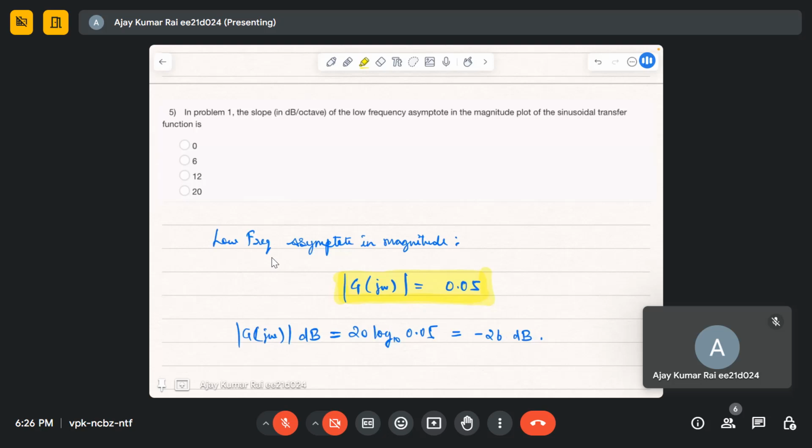Okay, can I say this low frequency asymptote? So the corner frequencies we know are 1, 2 and 10, right? So I'm talking about frequencies less than 1 radian per second. Okay, so we know the magnitude is equal to 0.05. So 0.05 is not varying with respect to omega, right? It is constant. So when the magnitude is constant, what is the slope?